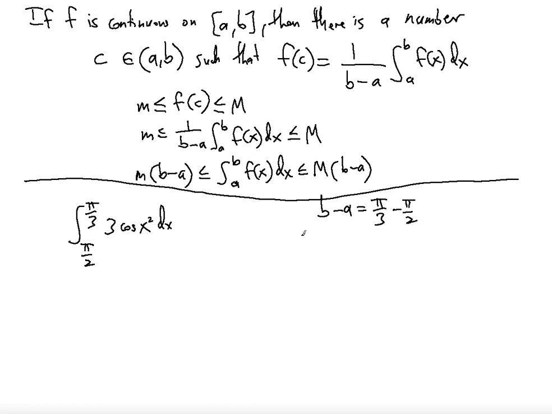wait a second, I think I gave you the wrong limits. It should be from pi over 3 to pi over 2, right? Because pi over 3 is less than pi over 2. Sorry about that. So pi over 3 to pi over 2. Now b minus a is going to be pi over 2 minus pi over 3, which gives you 3 pi minus 2 pi over 6. That's pi over 6, right?